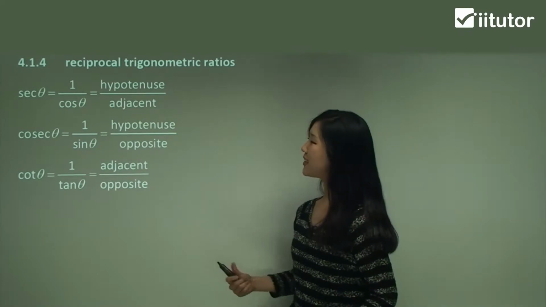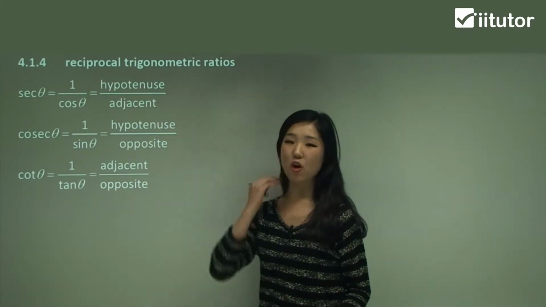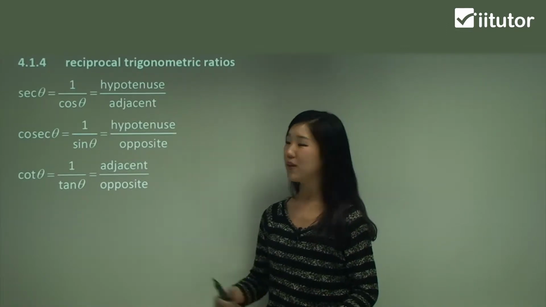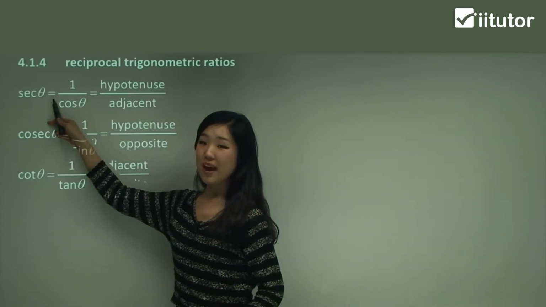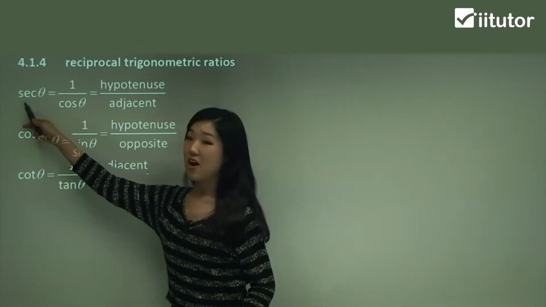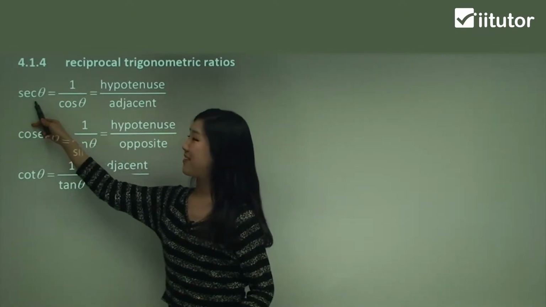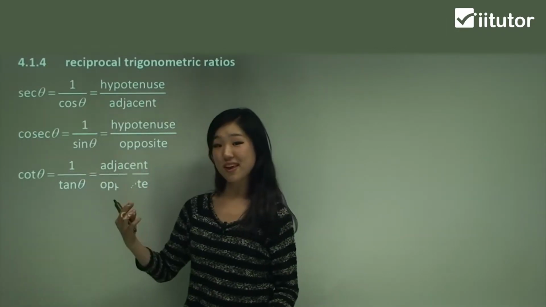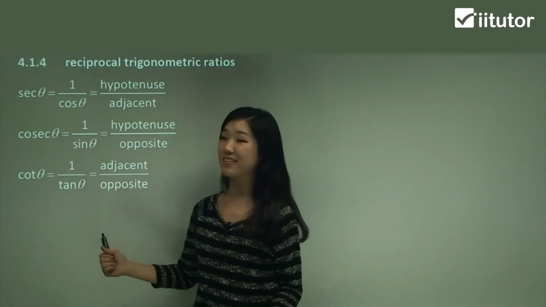Or how I memorize it. Some other student just told me the other day their way of memorizing, and I thought that was pretty useful. Sec theta is the reciprocal of 1 on cos theta. Have a look at the third letter of sec. 1, 2, 3, third letter is C. Therefore it's 1 over the thing starting with C, which is cos. So I have 1 over cos theta.